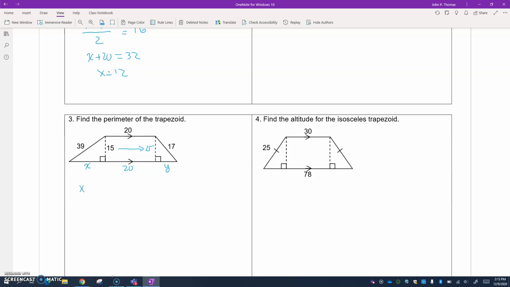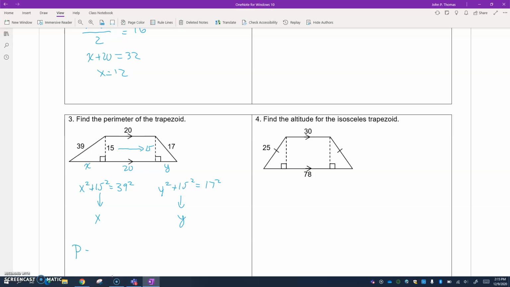All right, so I get x squared plus 15 squared equals 39 squared. That's going to give me x. For y, I've got y squared plus 15 squared equals 17 squared. And that's going to be enough to give me y. All right, so I use both those equations. I solve for x and y.